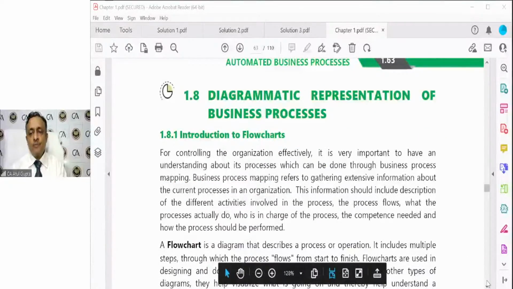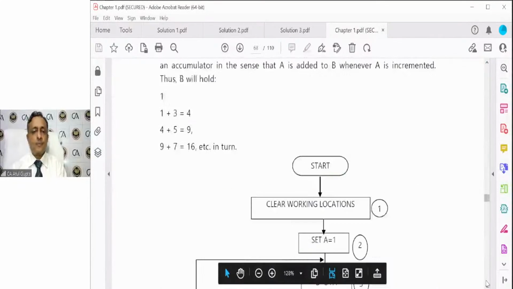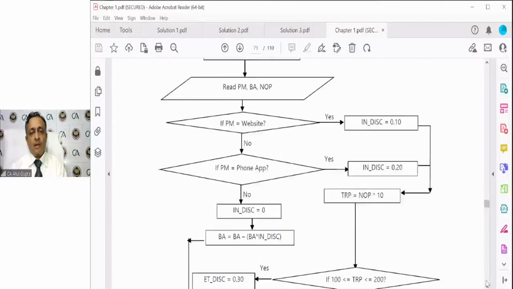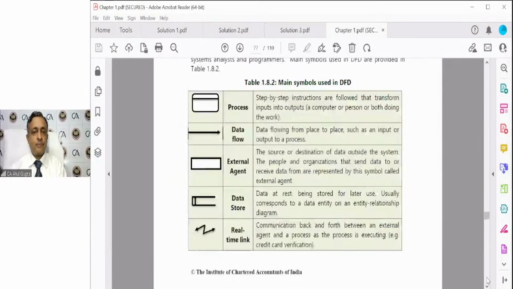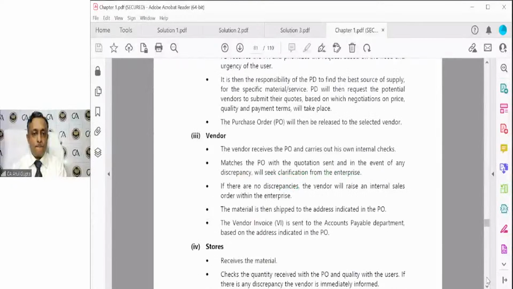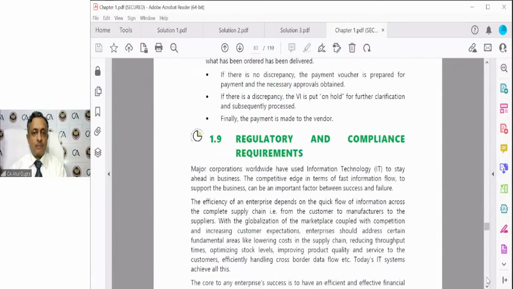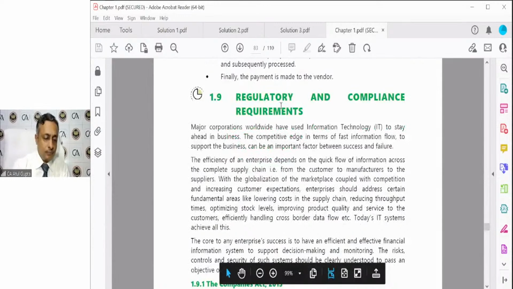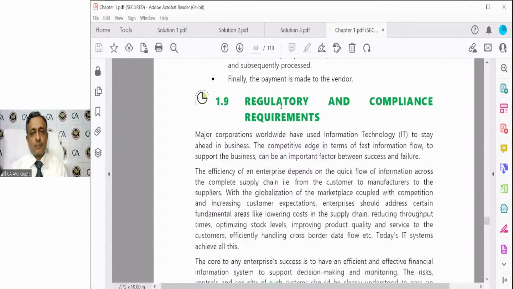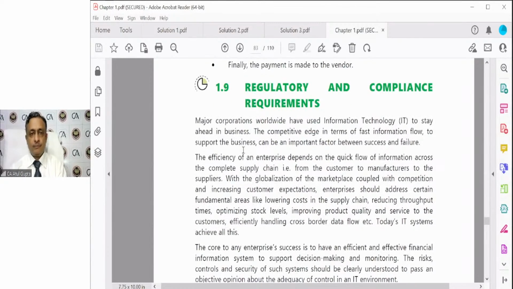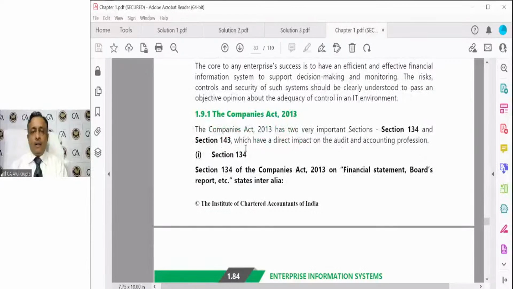Then flowcharts we have done through. We want to talk about the regulatory and other frameworks. So some very important references are given. So kindly do carry this section.